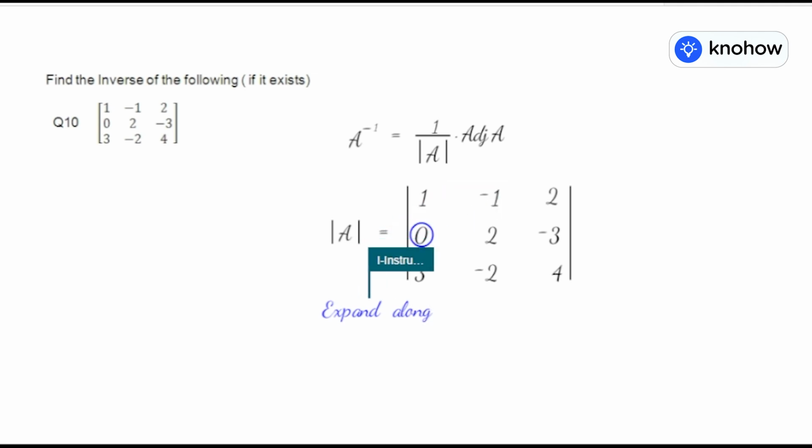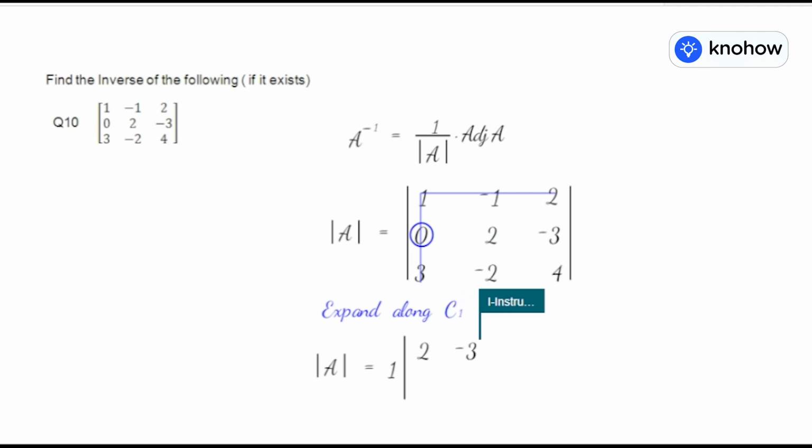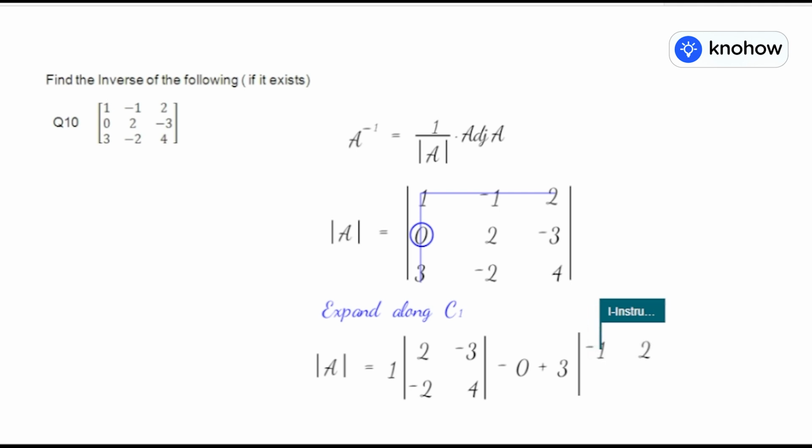Expand along C1. So you get 1 times the determinant, delete the row and column through 1, you get 2, minus 3, minus 2, 4, and then minus 0 times will remain 0, and plus 3 times, delete the row and column through 3, and you will get minus 1, 2, and 2, minus 3.